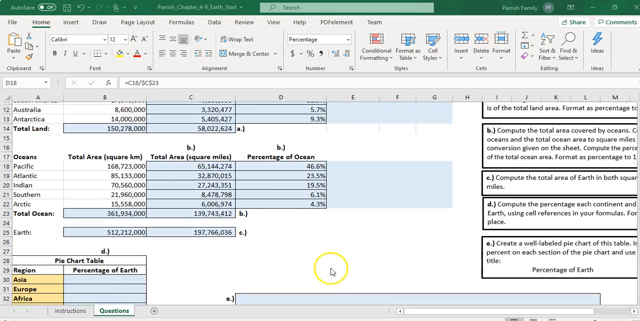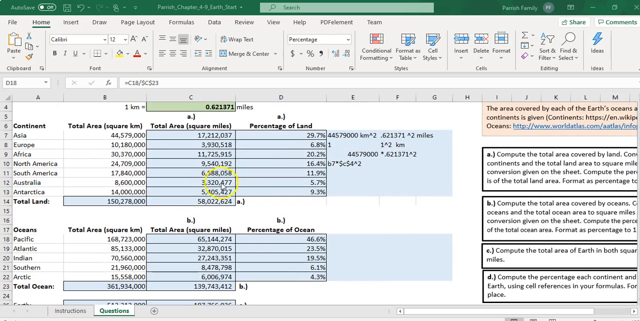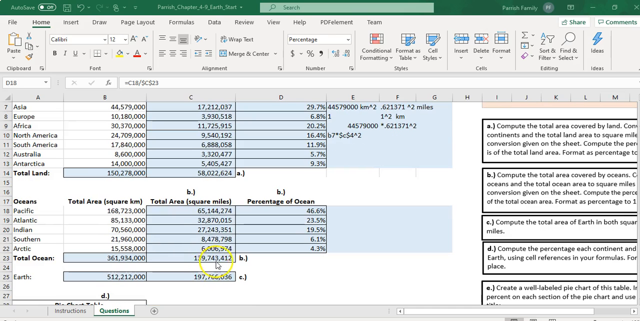So now let's look at this next chart that we have here. It's talking about the percentage of Earth. So what we did up here, these percentages is the percentage that Asia is of all the continents. So we took the 17 million and divided by the 58 million. And that gave us the percentage of land that is Asia. And down here, we got the percentage of water that is the Pacific, which is 46%.